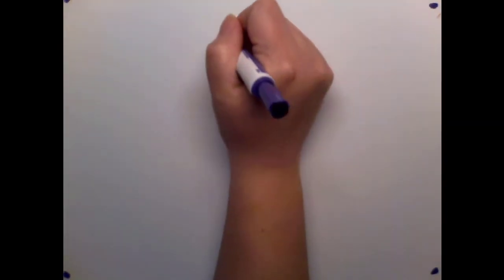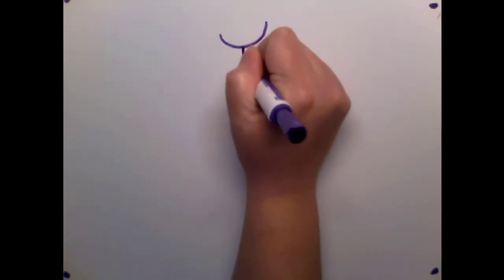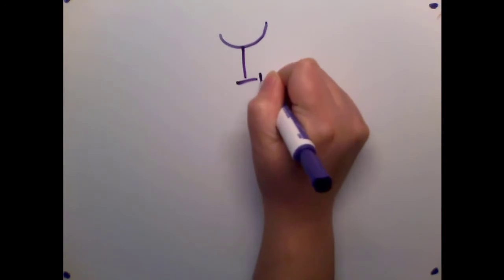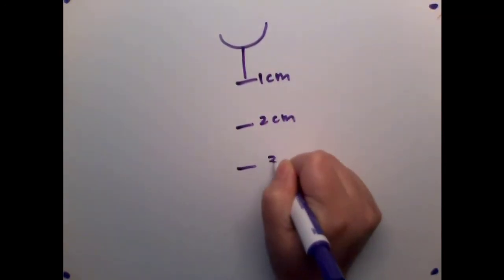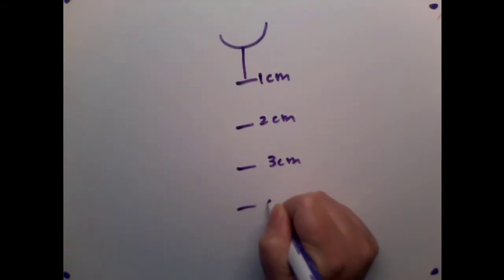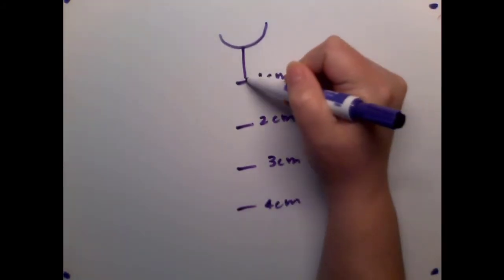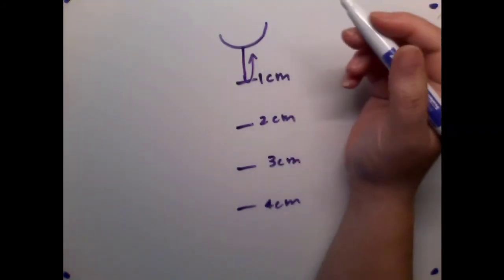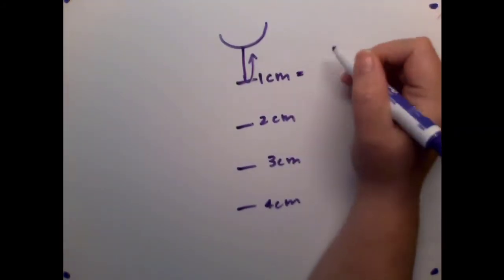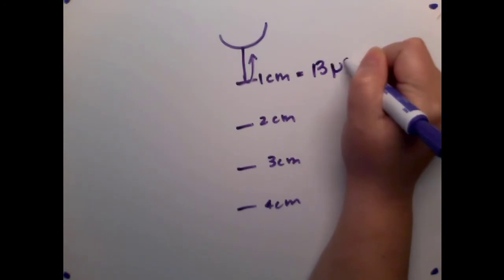So let's look at that again. We got our transducers here. Reflector at 1 centimeter, reflector at 2 centimeters, reflector at 3 centimeters. Clearly not to size here, but you get the idea. For that sound to travel to 1 centimeter and return all the way back to the transducer is going to equal 13 microseconds.